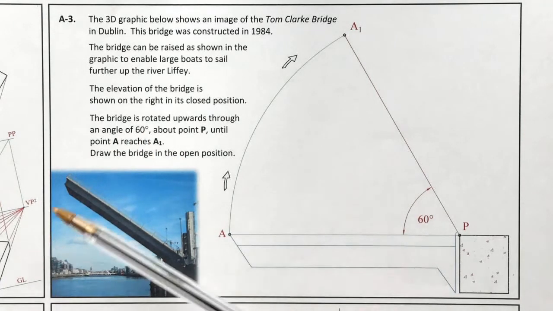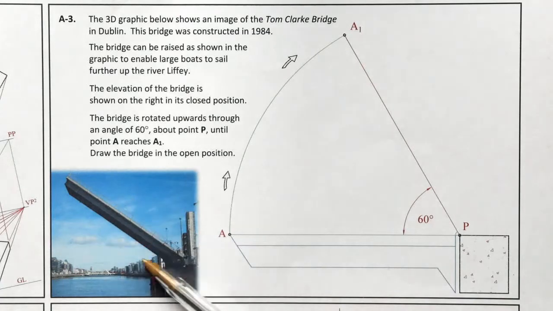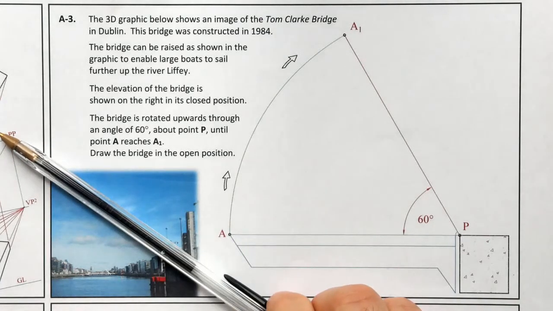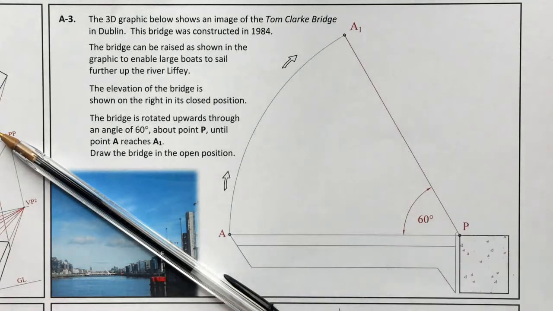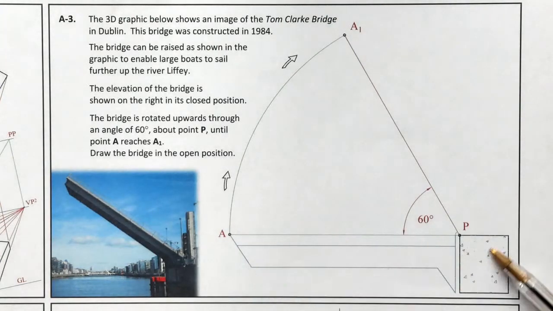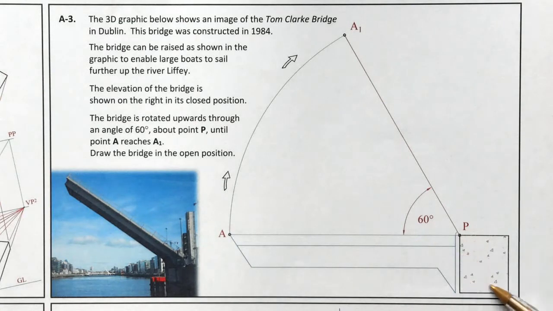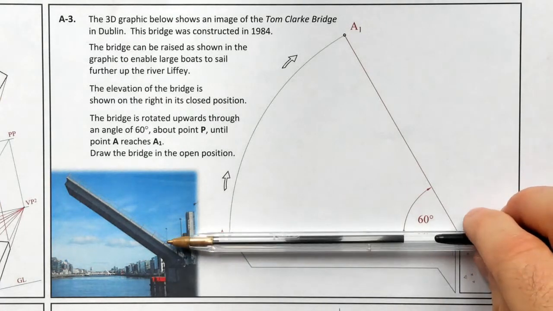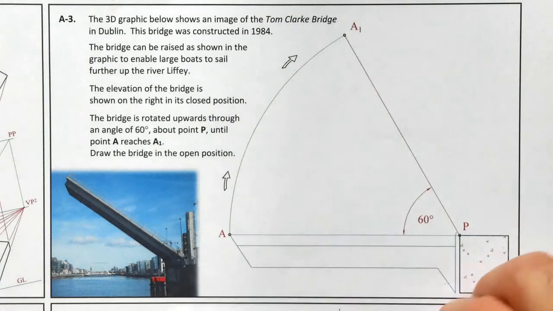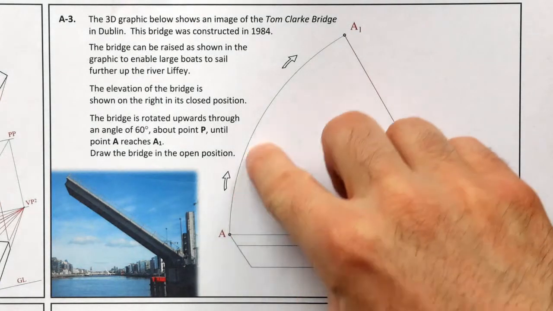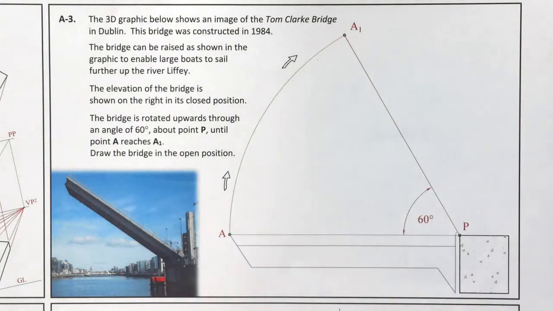So you can see here obviously the Tom Clark Bridge up in Dublin when it is in its rotated position to let larger boats sail underneath it. And what they've done is they've given us a graphic of it here, and they've shown us the bridge, so we can see here, this is obviously the little structure that it's up against to give it support, and this is its hinge point or pivot point. And we can see basically that the blue part here is the bridge. And what we have to do is it's rotating up at 60 degrees, and we have to move this section of the bridge up until it's in this position. So they've given us A, and they've rotated it up until it's in this new position called A1.